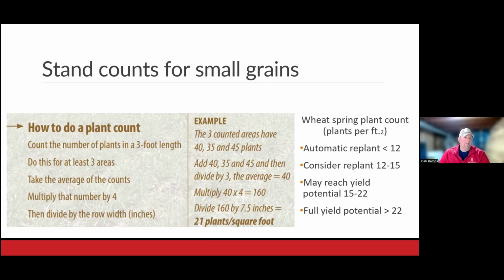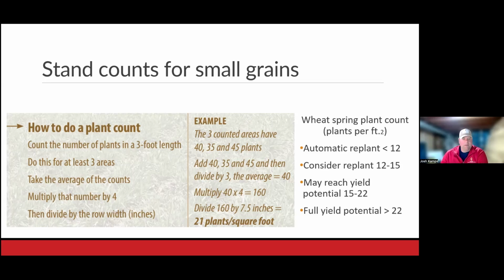So here's the steps. I took this snapshot out of the wheat visual guide, that's at the IPMC website. But we want to count the number of plants in a 3 foot length. We want to do this in three areas across the field. Take the average of those counts, multiply that number by 4, then divide by the row width in inches.